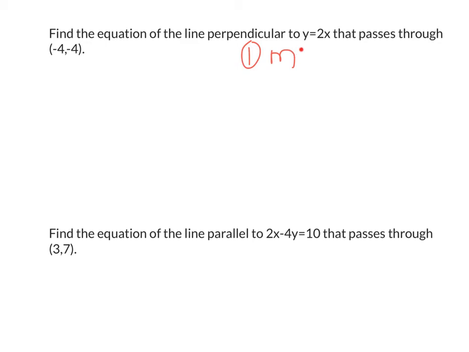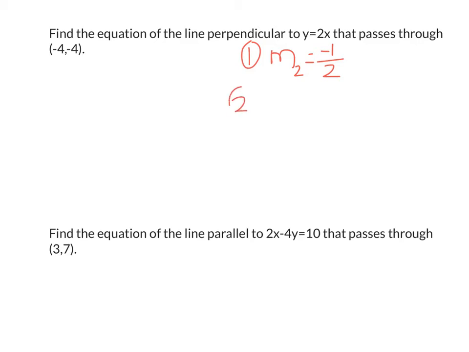The gradient of this second line here is going to be -1 divided by the gradient of the first line. The gradient of this first line here is just 2, the number in front of x, because it's in the form y equals something. The number in front of x is the gradient. So any line perpendicular to that will have gradient -1/2.